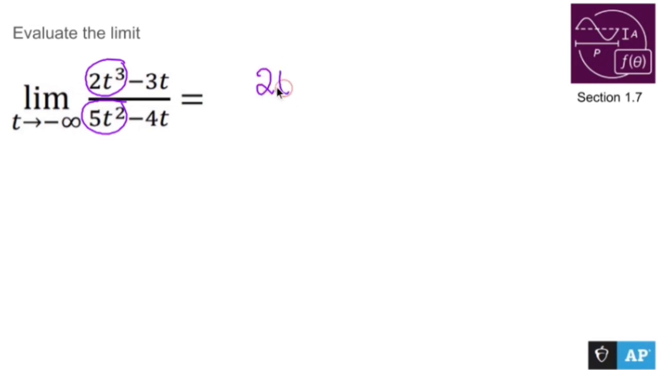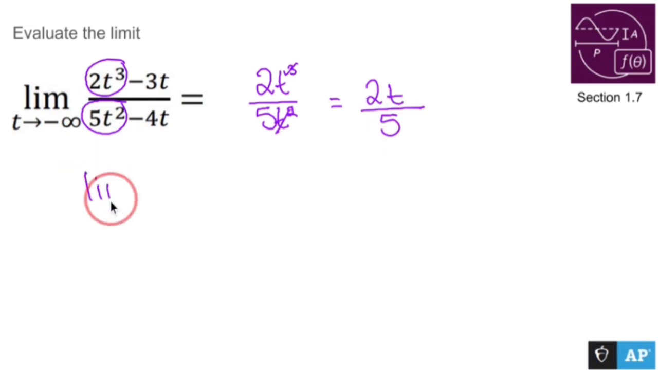Write those out like so and simplify as much as possible. All the t's on the denominator go away, and you're left with 1t in the numerator. So 2t over 5. Now that we have that, we can write this out as the limit as t approaches negative infinity of 2t over 5.